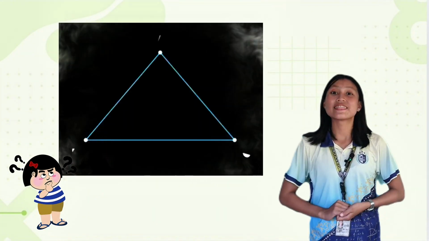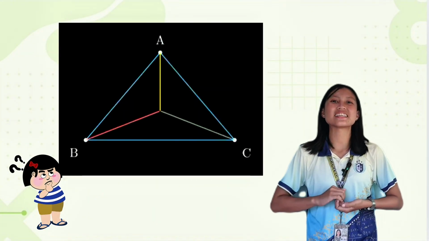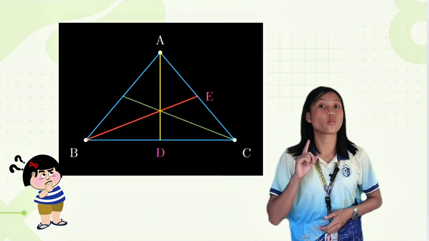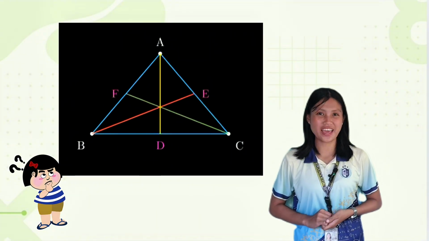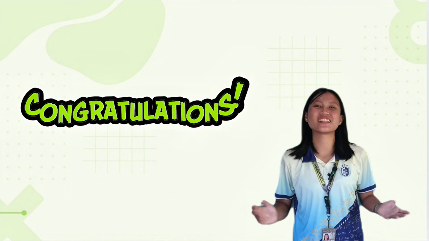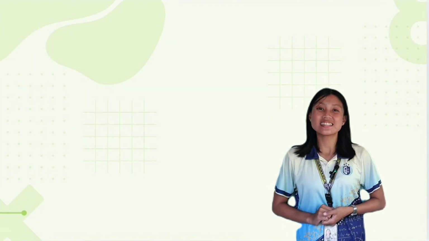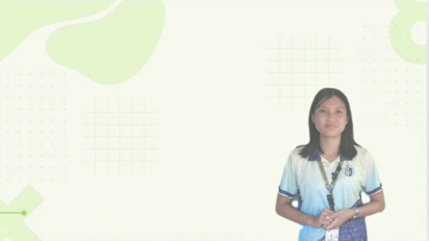Imagine a triangle. Now imagine three lines inside a triangle meeting at one perfect point, like best friends meeting at Jollibee after failing the exams. Congratulations! You've just witnessed Ceva's theorem in action.